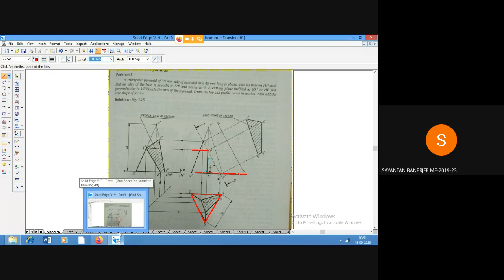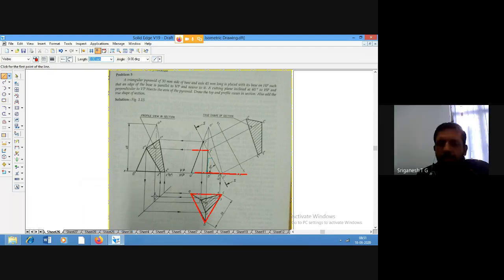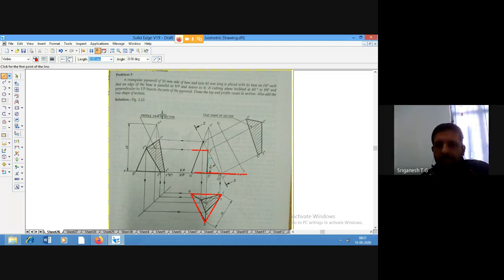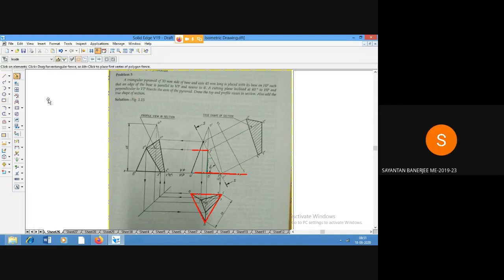So one of the edges of the base of the pyramid is parallel to VP, right? Yeah, okay, sir. Because the left-hand side drawing seems a bit weird, sir. That one is the side view. That will come later. Still in front and top view. Okay.